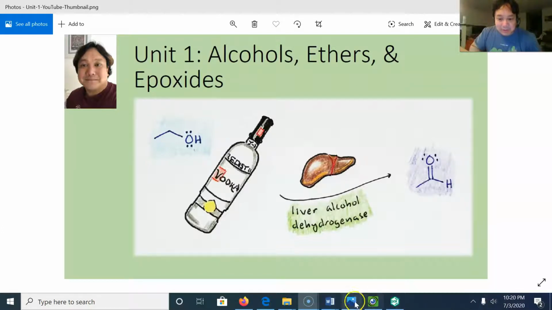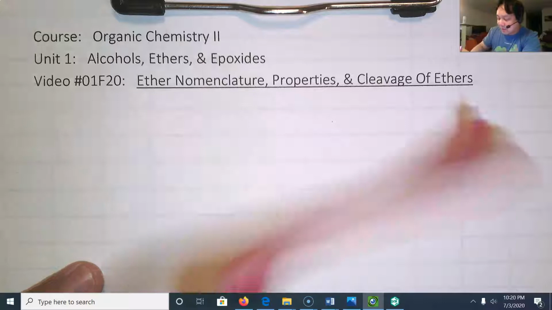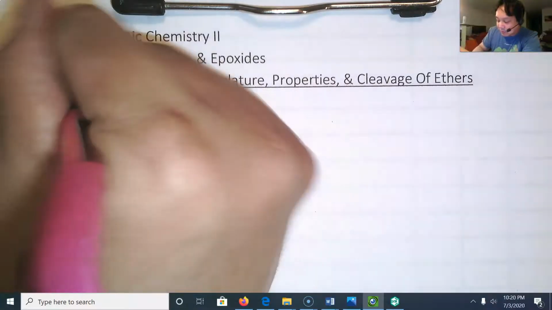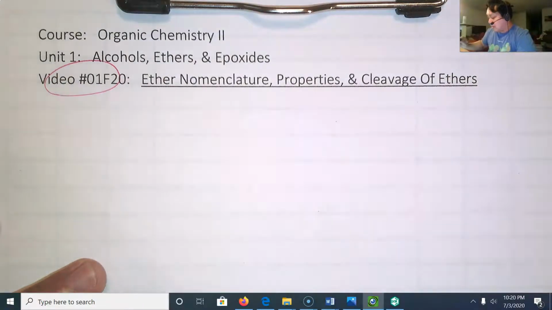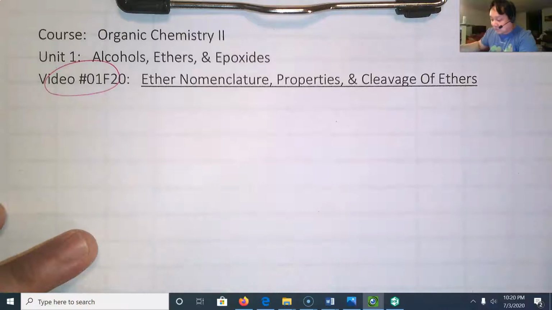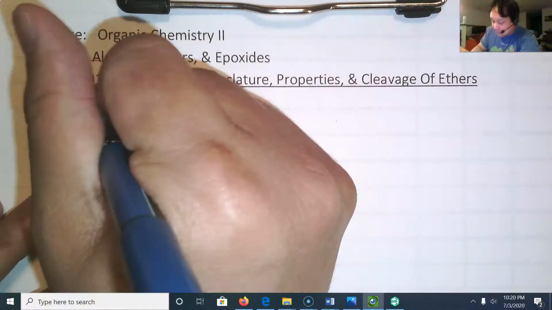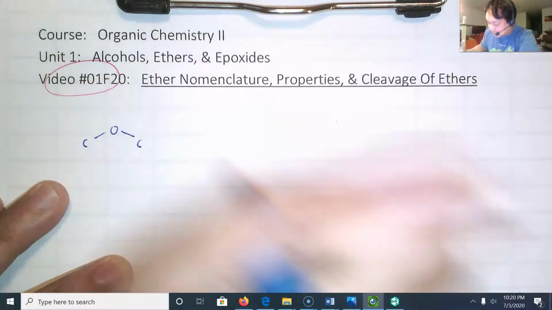Alright, so what are we doing in this video? We are doing ether nomenclature and properties, and there is one reaction of ethers that I want to go over, and that's cleavage of ethers. Okay. All right, so let's start with what an ether is. An ether is a molecule that has an oxygen and a carbon on each side.